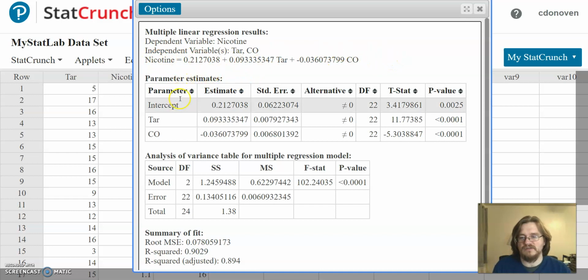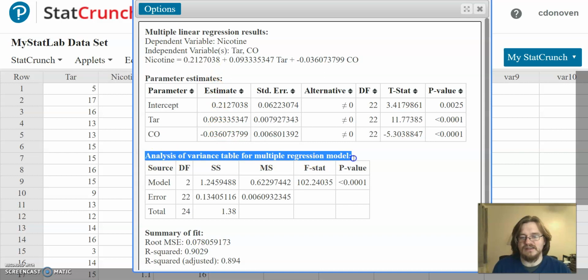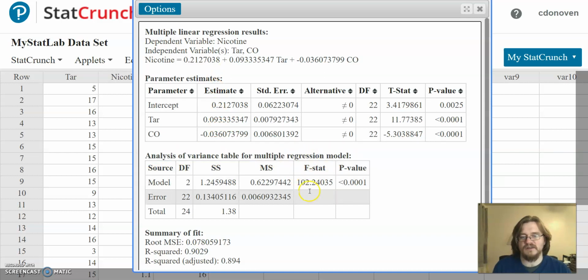And I'm going to skip the parameter estimates and look at the analysis of the regression model. It gives us the p-value right here. So this is going to be less than 0.0001. So that's pretty small. Low p-value is good. This means that we can expect this equation to be accurate, this analysis to be accurate.